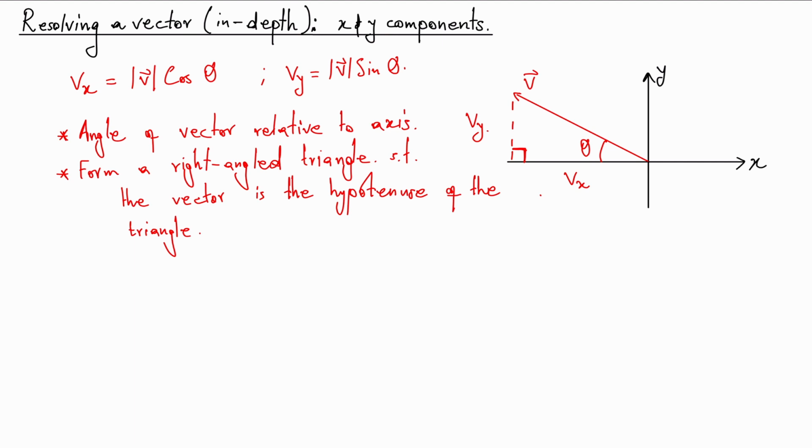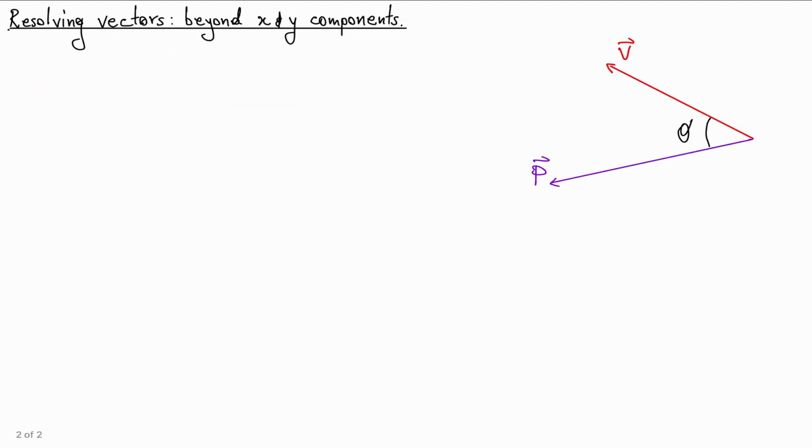So let's go ahead and generalize this idea. In this case, we have two vectors, vector v and vector p. Suppose we are looking for the components of vector v relative to vector p. Another way of saying this is we are looking for the component of v as projected in the direction of vector p.